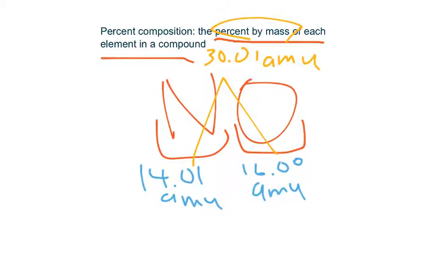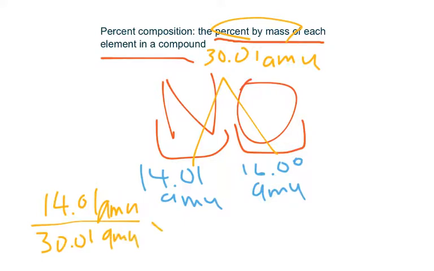So for this element, nitrogen will be 14.01 AMU over the total, which is 30.01 AMU, and then you multiply that by 100%. So doing the math, I get 46.68%.